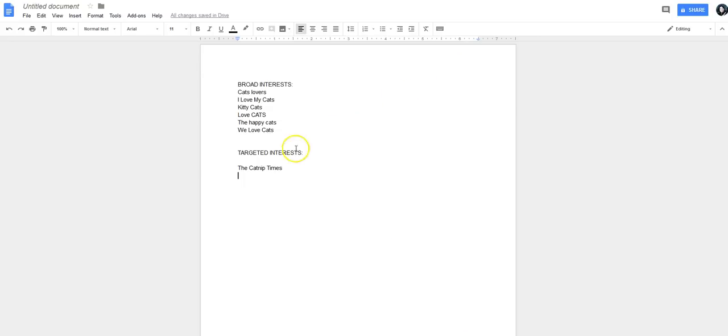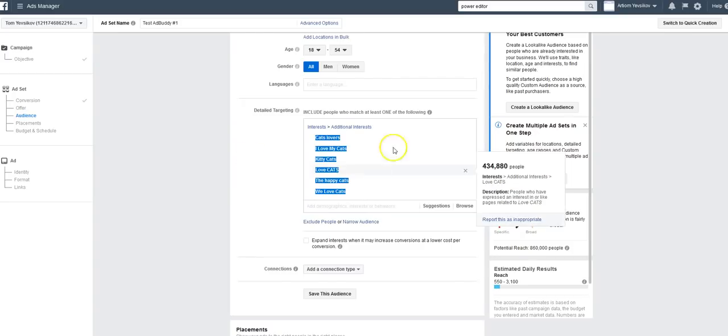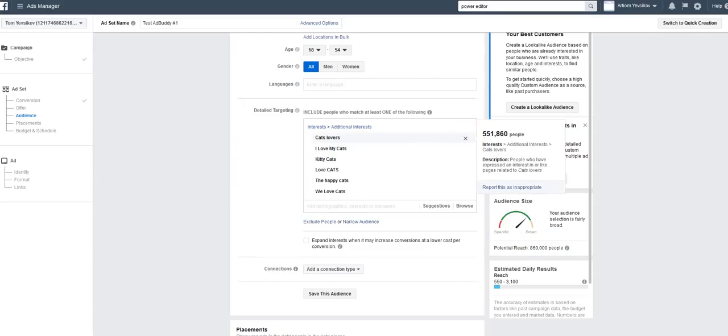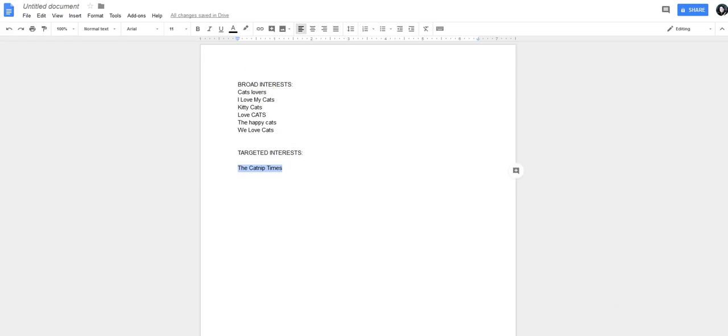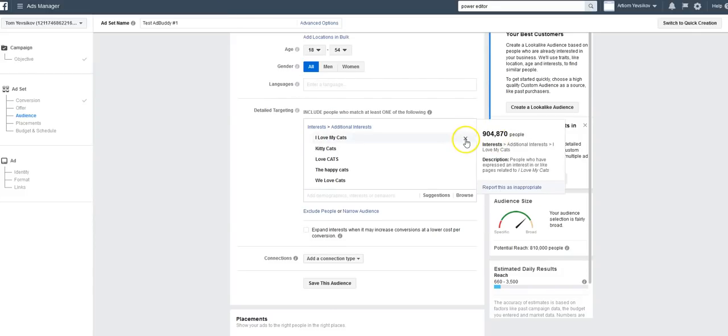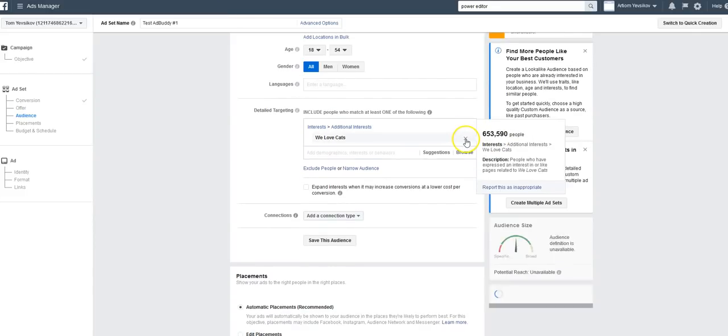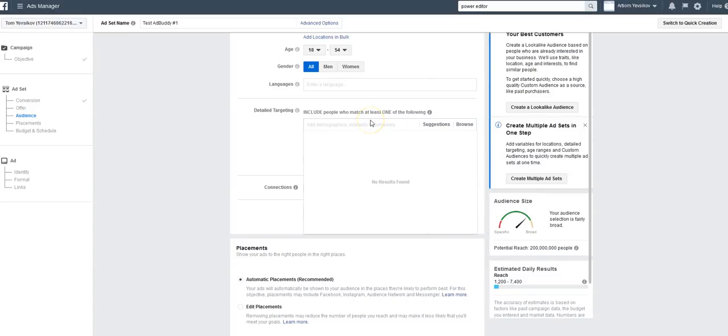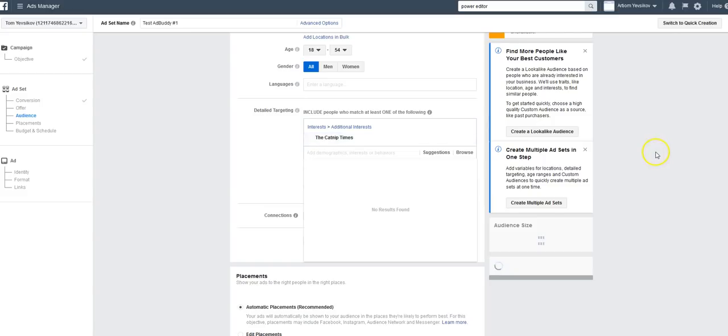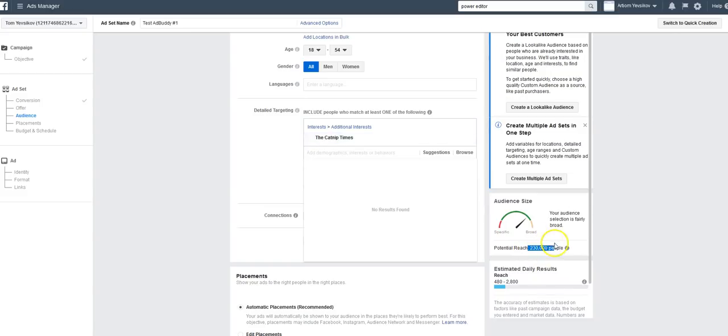Catnip Times. So what we have here is a more targeted keyword. We don't need those anymore because we already have them here in the broad interest, which we can use to build up our audience. So Catnip Times. Let's put it here. Catnip Times. 600,000 potential people. 230,000 in those age groups and based on the countries that we have and everything.